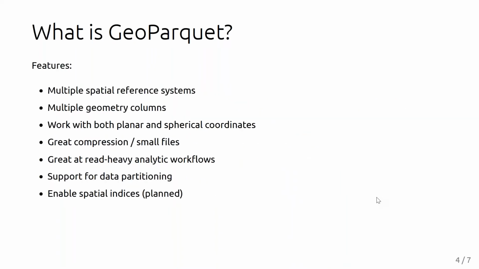Some of the features of GeoParquet, the first few are related to the geospatial part. In the metadata we store information about spatial reference systems. So you can have multiple spatial reference systems that can be used. It's not limited to a single coordinate reference system. You can have multiple geometry columns. We can specify whether you have planar or spherical coordinates. And there are some additional features.